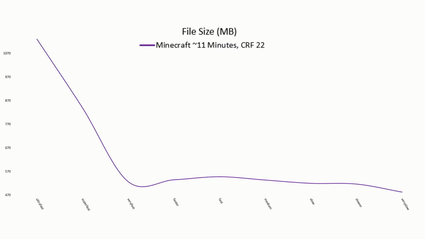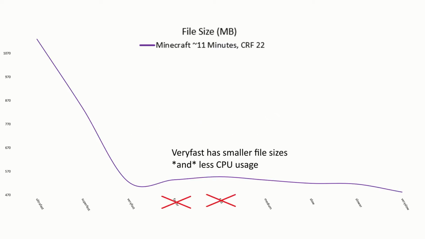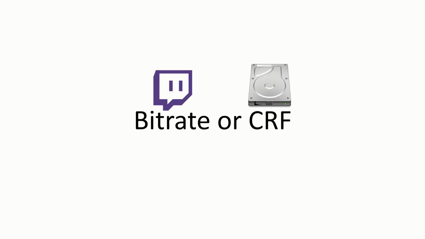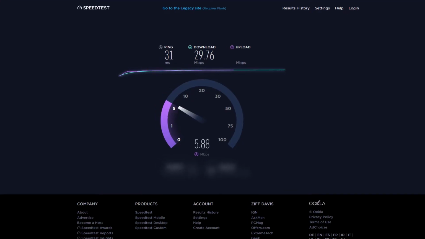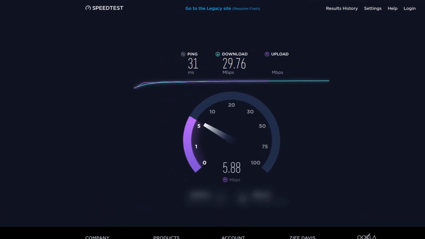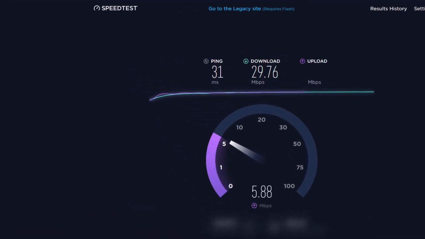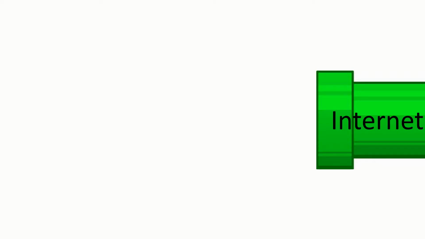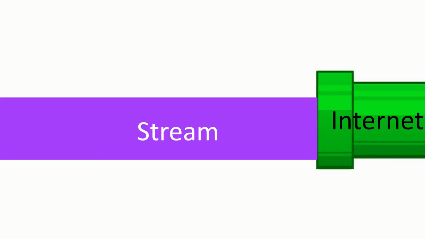The best preset really depends on what you're doing and what CPU you have, but I would suggest almost never using faster, fast, medium, or placebo. Whether you should use bitrate or CRF depends on if you're streaming or recording to a hard drive or SSD. If you're streaming, you'll want to test your internet upload speed using a site like speedtest.net. Then set your bitrate to like 2/3 to 3/4 of your upload speed.